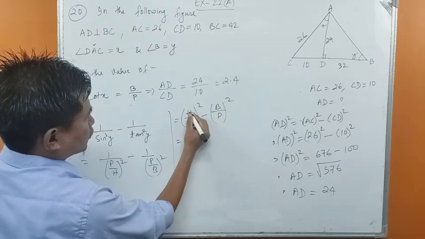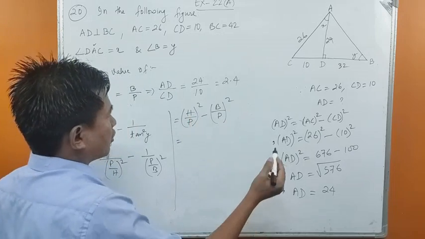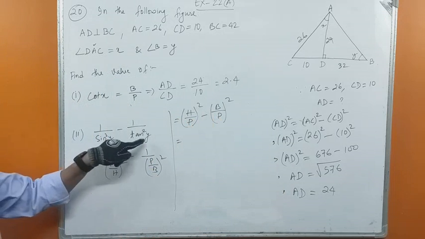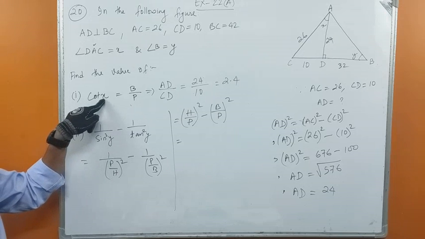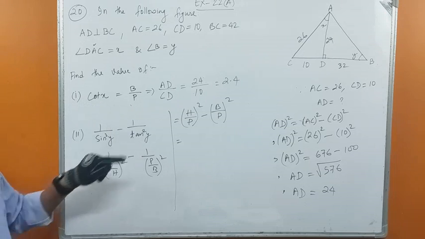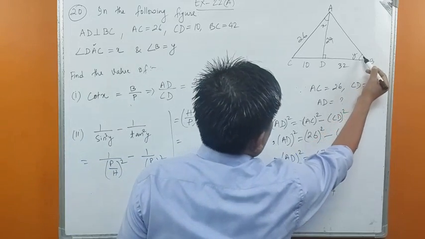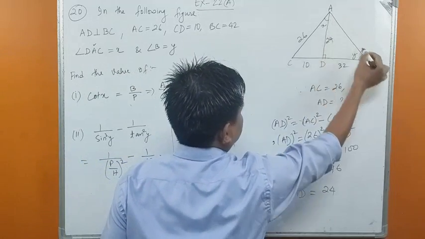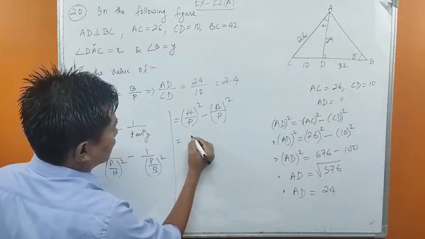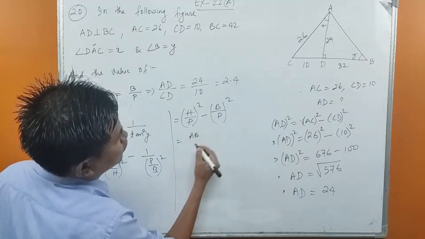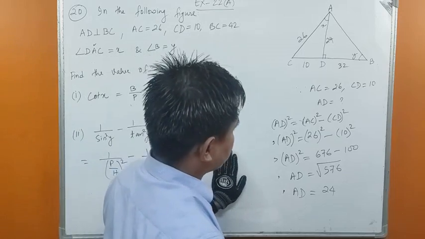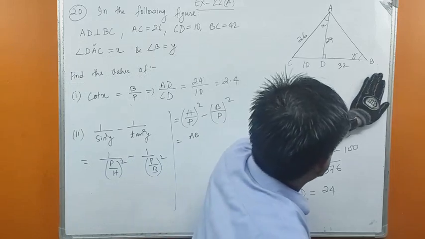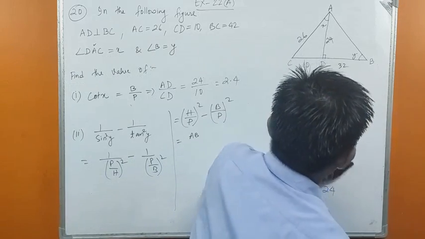So what is h? When we talk about angle y, please take note, we must be careful. Here the angle was x, here the angle is y, so we are talking about this angle, angle y. The hypotenuse for this angle becomes AB. Hypotenuse is AB, so we don't know AB. Let us find AB first. Please take the screenshot. I'm erasing this now.